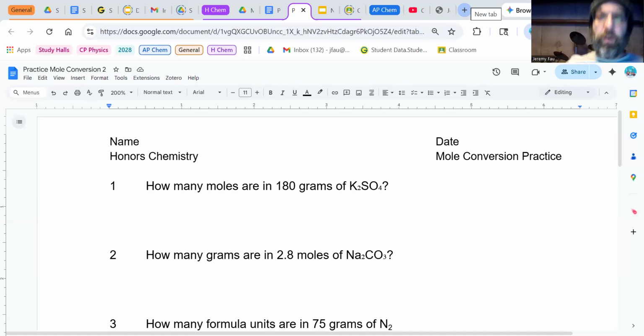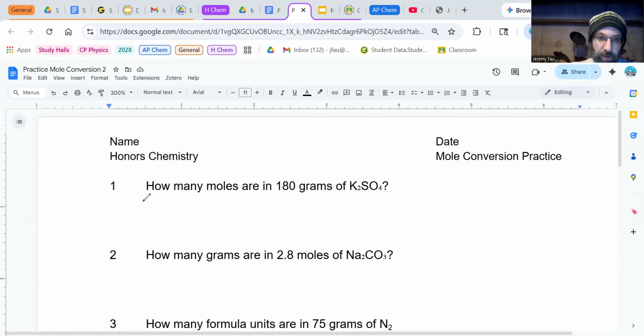All right, so let's go over some conversion practice again, stuff that we were looking at last week. So this first one. So real quick, remember, moles is in the middle. Always got to get to and from the mole. All right, how many moles are 180 grams of potassium sulfate?